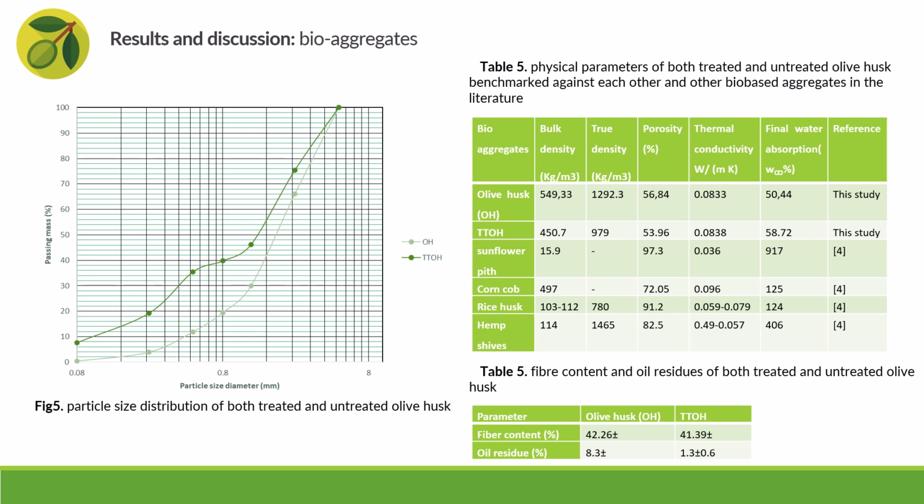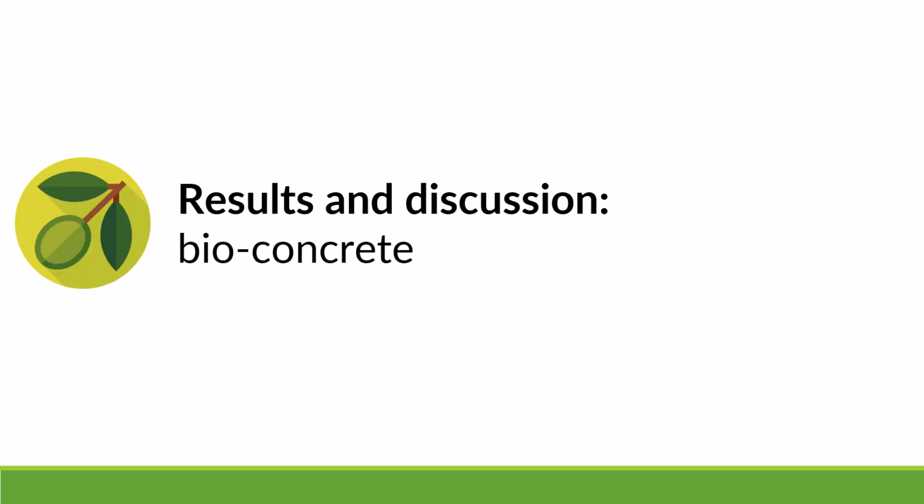Finally, the fiber and oil content underline the chemical differences between the two forms. Untreated husk contains, of course, more than 8% oil residues, while the treatment reduces this to around 1.3%. The fiber content remains essentially unchanged at around 42%, confirming that the lignocellulosic structure is preserved throughout the treatment.